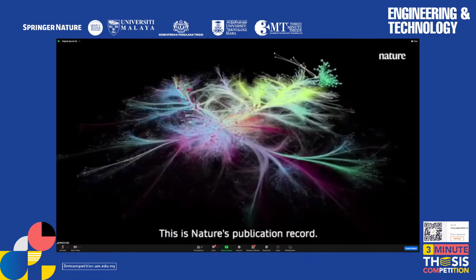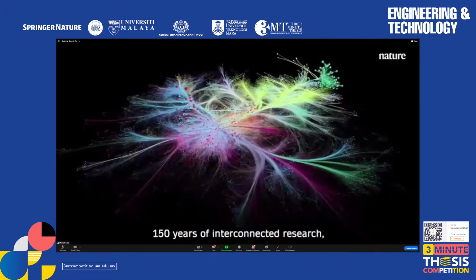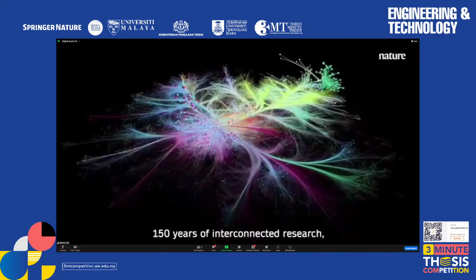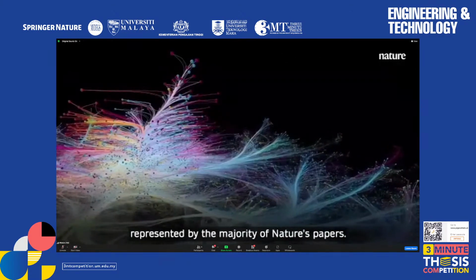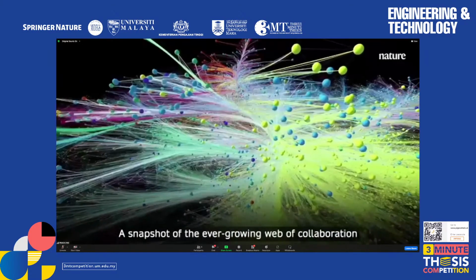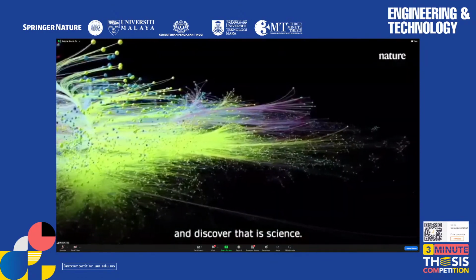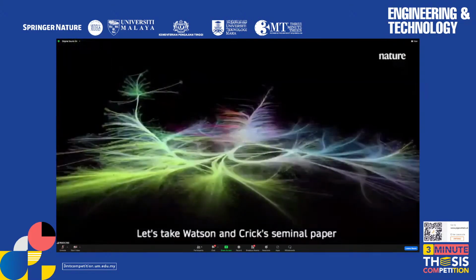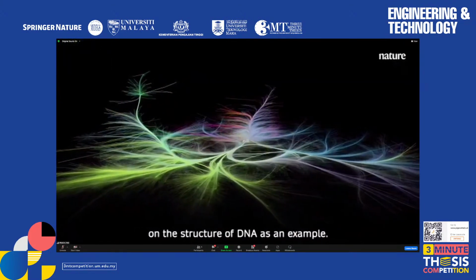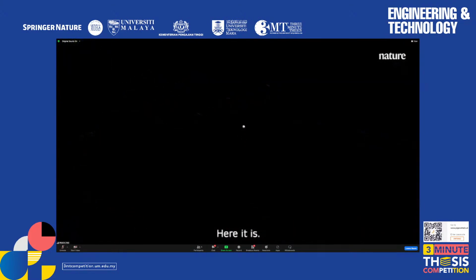This is Nature's publication record, 150 years of interconnected research, represented by the majority of Nature's papers. A snapshot of the ever-growing web of collaboration and discovery that is science. Let's take Watson and Crick's seminal paper on the structure of DNA as an example. Here it is. Below it is every paper that it referenced.